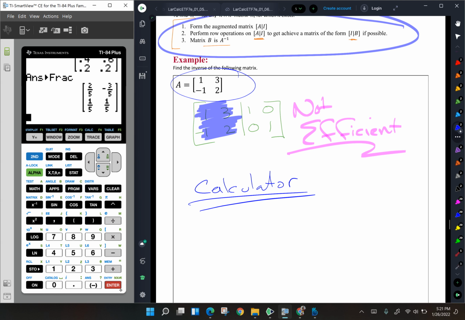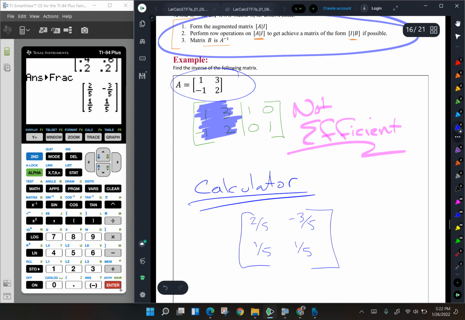And I'll write it as fractions. And so the inverse of that matrix is the matrix 2/5, negative 3/5, 1/5, and 1/5. And if I had done all that work by hand, I'd end up right there too. Should I go through that again? Because what I did is I just did this on the calculator.